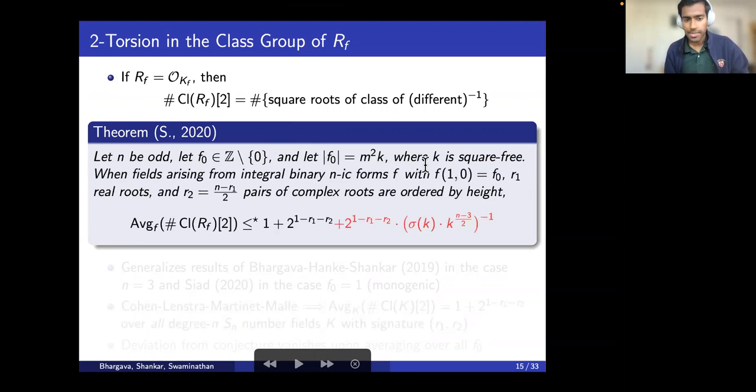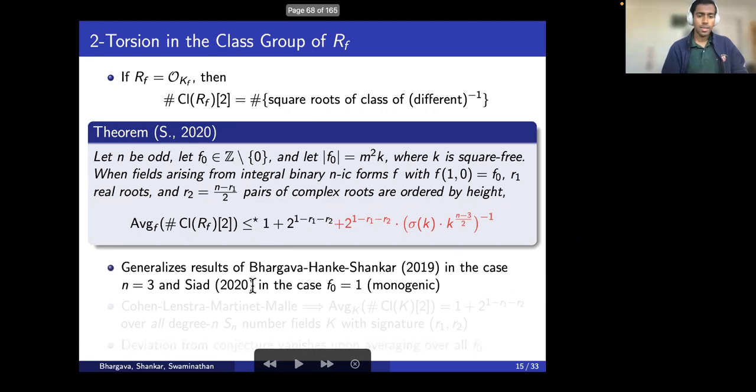Then when number fields arising from integral binary n-ic forms f with leading coefficient f naught, with R1 real roots and R2 pairs of complex conjugate roots are ordered by height, the average size of the two torsion in the class group is at most the following: 1 plus 2 to the 1 minus R1 minus R2, plus this additional term here, which is 2 to the 1 minus R1 minus R2 times a factor that depends on the leading coefficient. So this factor is 1 divided by the sum of divisors of k times k to the n minus 3 over 2. And I have a less than or equal to star here. The star means that this upper bound is expected to be optimal. That is to say, we conjectured that there should be equality here.